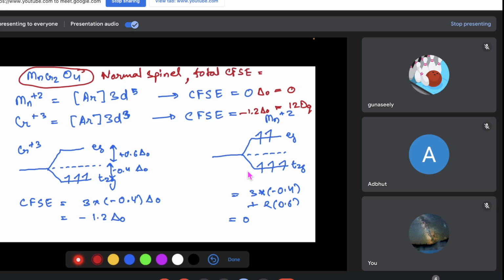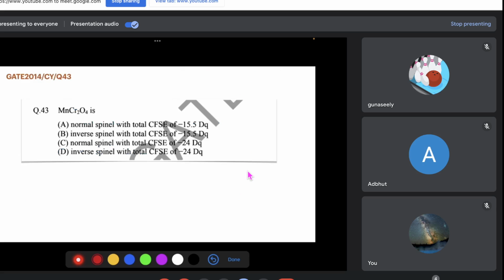will be, for manganese it is 0, and since we have 2 Cr, it will be 2 multiplied with minus 12 dq, so we will get minus 24 dq, correct? So for this particular complex, it's a normal spinel, and we have a CFSE of minus 24 dq.